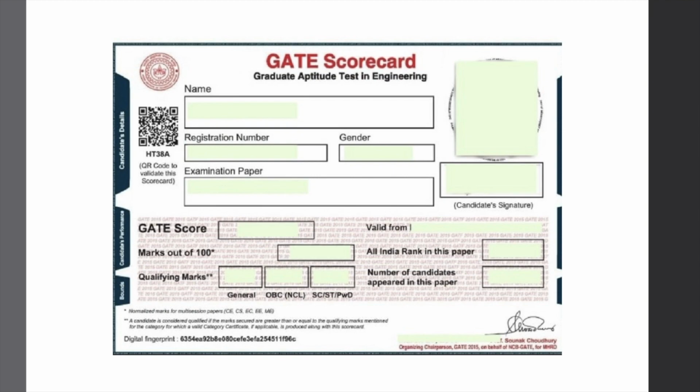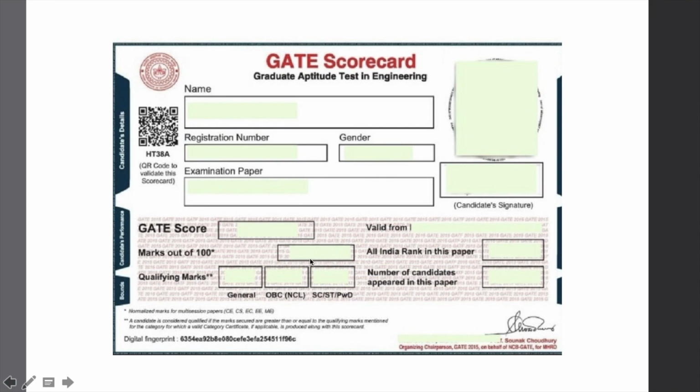Now we'll just see the GATE scorecard sample. Here you can see there are 3 parameters that will give us the idea of how we have performed in the examination. Here we have the GATE score. As I said, every mark is associated with a definite formula for calculating it, which you can go through in the notifications. Everything is clearly mentioned. We understand here that for every mark we have a definite GATE score, the maximum being 1000 for the maximum marks that a topper achieves.